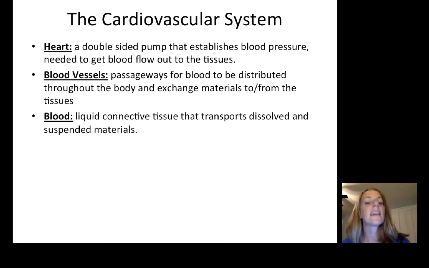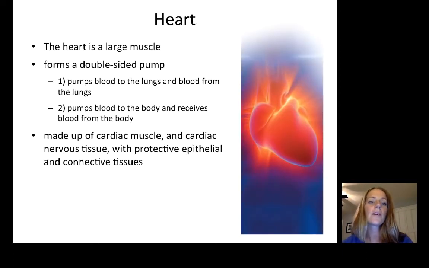The point of this is to get the blood to the tissues where it can exchange materials to and from the cells of the body, and deliver the important materials that the body needs and remove the wastes that need to be prevented from building up in the body tissues. We will also do a final lecture on blood, where we will review this liquid connective tissue that transports the dissolved and suspended materials, both the nutrients and other molecules that the body needs, and the wastes that need to be removed. So we're going to start with the heart.